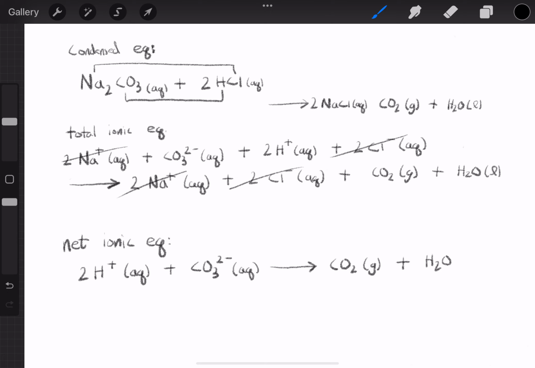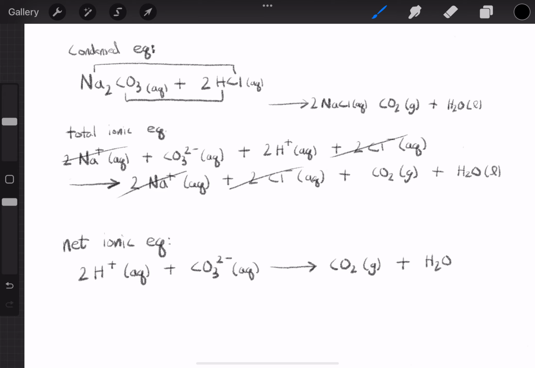Okay. So now let's make sure everything's balanced. 2 H plus, 2 hydrogens. The charges are both neutral on both sides, the charges of the reactants and products. And then 1 carbon, 3 oxygens. We're good. Okay, so that's an example of a decomposition or a double displacement, and what we call formation of a molecular product. So that's usually H2O or CO2.